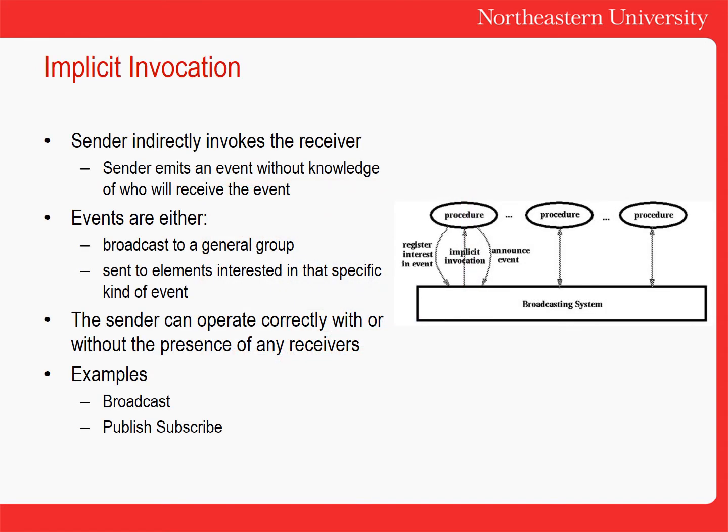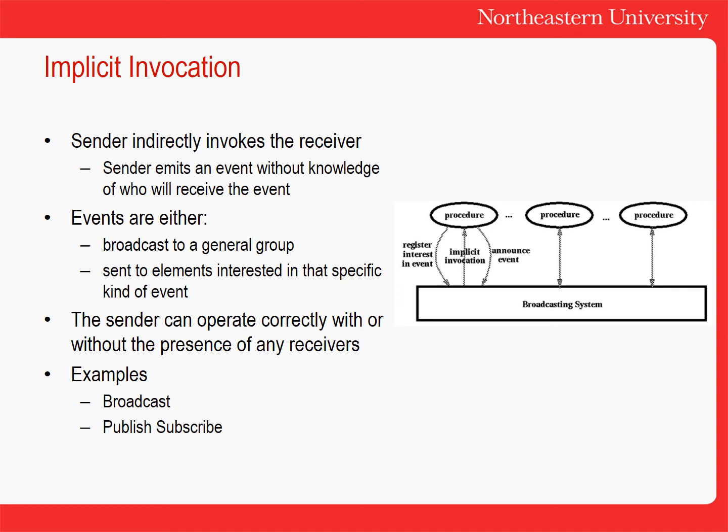Implicit invocation is a slightly different mechanism whereby the sender indirectly invokes the receiver. The sender just sends a message to some sort of address, and it just relies on that message being processed, and maybe it gets a response, maybe it doesn't need a response. It depends on the requirements of the application. But the main thing is it doesn't know who will receive and process the event, in terms of the identity of the receiver or the location of the receiver.